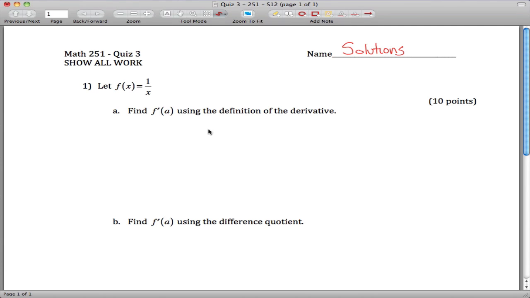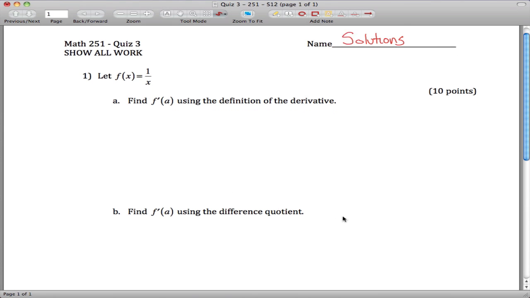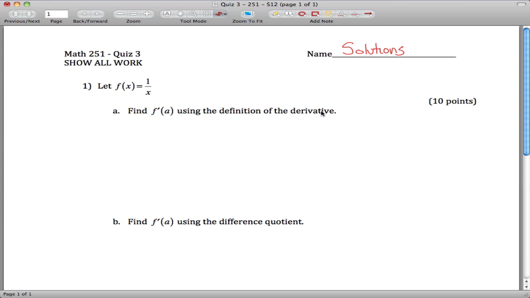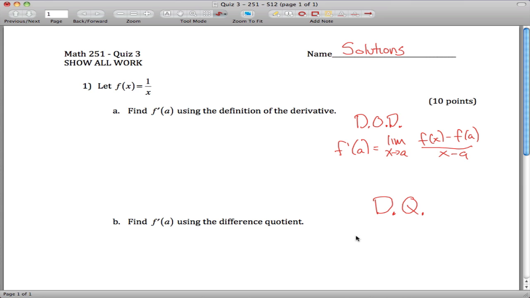Quiz 3 solutions. We're asked to find f prime of a, and I think you do it two ways, using the definition of the derivative and the difference quotient. The definition of the derivative says that f prime of a is equal to the limit as x approaches a of f of x minus f of a divided by x minus a. And as long as I'm here, that difference quotient says that f prime of a is equal to the limit as h approaches 0 of f of a plus h minus f of a divided by h.